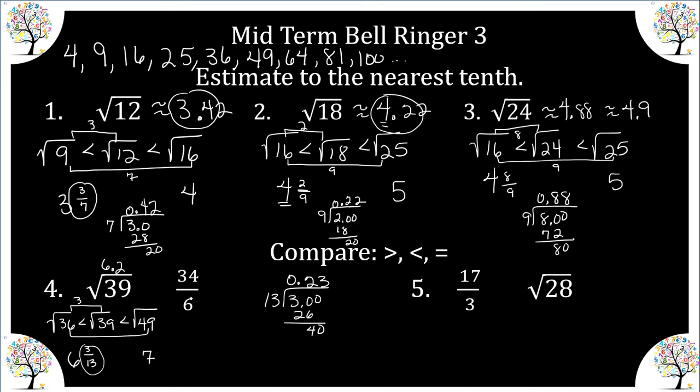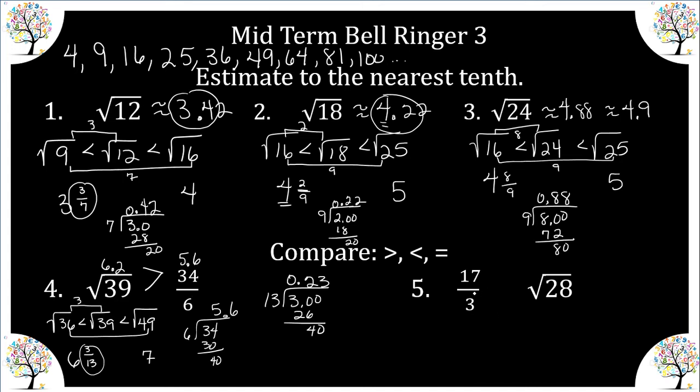Now let's convert 34 over 6. So 6 divided into 34, top in the box. 6 goes into 34, 5 times. 6 times 5 is 30. Decimal, subtract. 6 goes into 40, and we could already stop by now, but we'll say 6 times, so it's 5.6. So we can see that 6.2 is greater than 5.6. Therefore, the square root of 39 is greater than 34 over 6, excuse me.